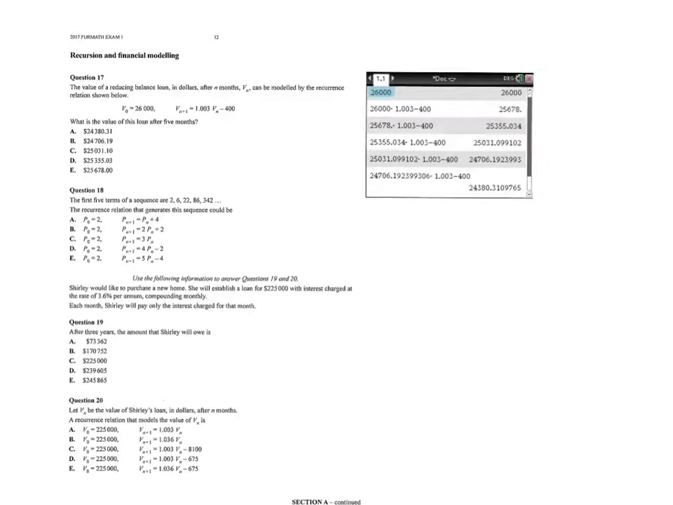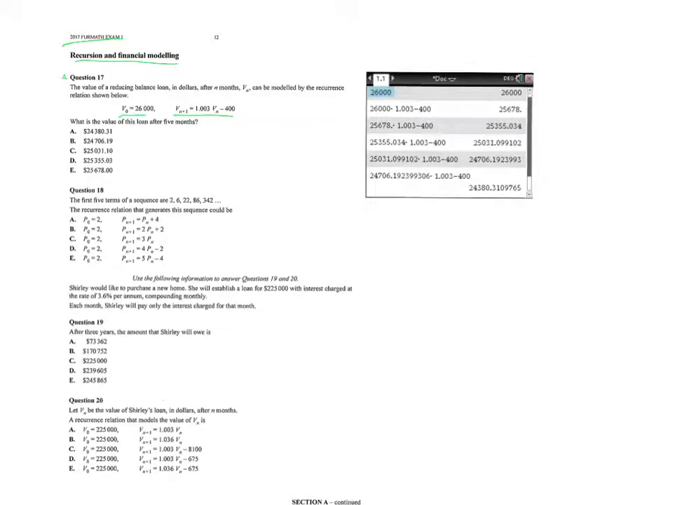Okay, so this is the 2017 exam and it's the finance section. So the first question of this section is question 17. The value of the reducing balance loan in dollars after N months can be modeled by the recurrence relation. A recurrence relation is when they state a V0 and a VN plus one rule.